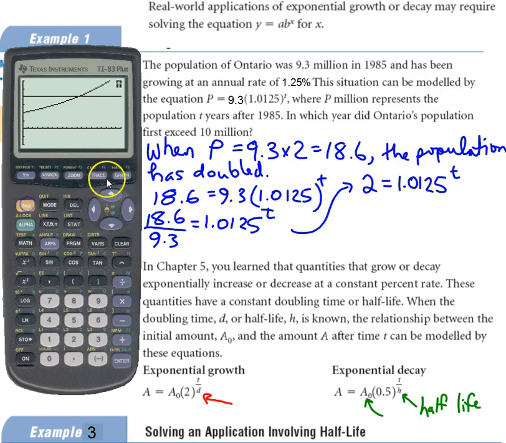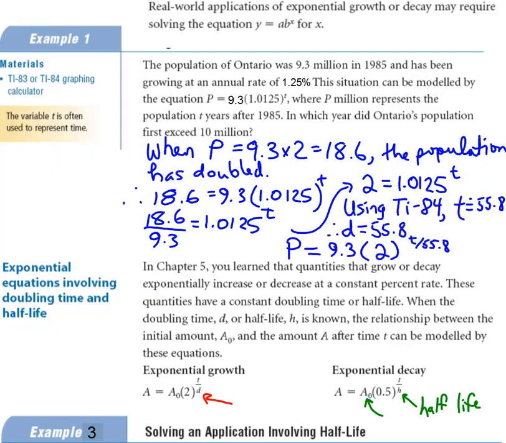So I can go 2nd trace, option 5, choose my 2 different curves, guess at the intersection, and I get a doubling value of about 55.8 years. So the solution t equals 55.8 is the doubling time. It's the d value. And if I wanted to write a slightly different equation that modeled exponential growth with doubling period, I could rewrite it as population equals 9.3, the initial value. Base is now 2, and the exponent, instead of being t, is now t over d, or t over 55.8.